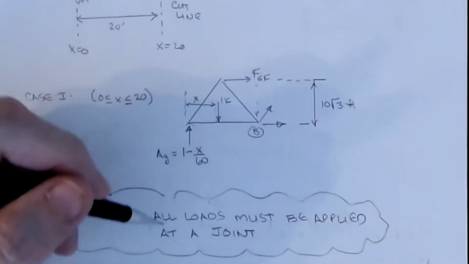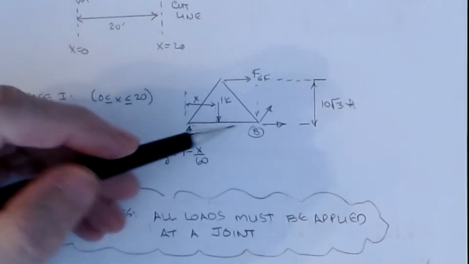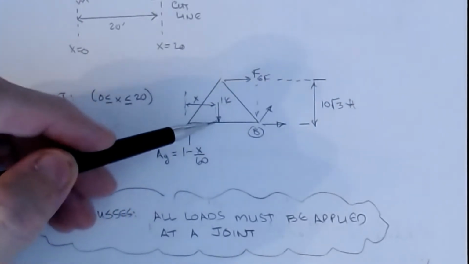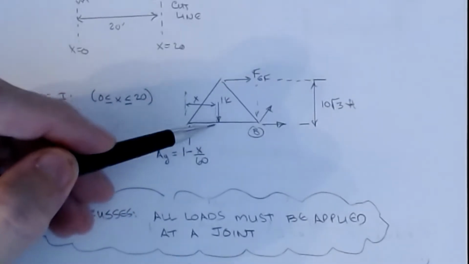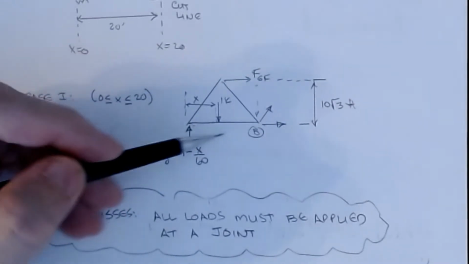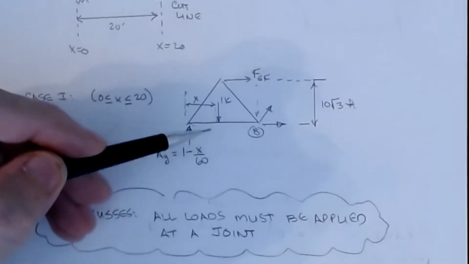But as we said, this load has to be applied at the joints. So I can't solve this one, because this isn't technically a truss. If I were to apply this load to this member, this guy goes into bending. He's no longer axial only. He's a flexural member.